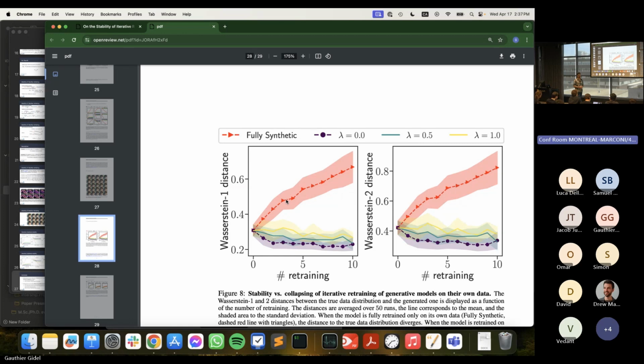So yeah, the goal is to provide a framework to understand this. And I agree that it's not exactly representative of what happens in practice, but the goal is to get closer and closer as we improve our understanding of the problem.